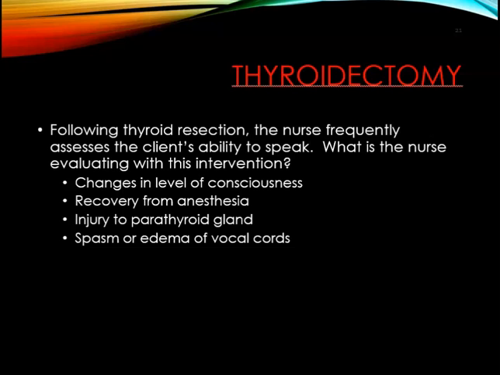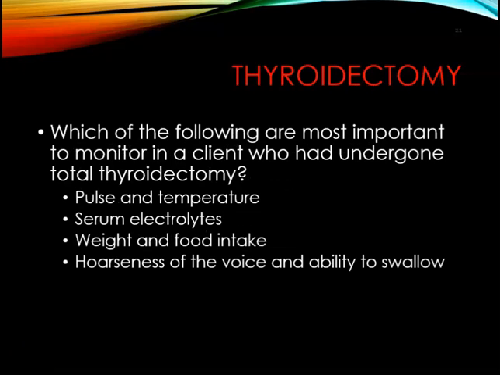Following a thyroid resection, the nurse frequently assesses the client's ability to speak. What is the nurse evaluating with this intervention? So you're looking for a spasm or edema of the vocal cords. That tests for laryngeal nerve damage. The location of the nerve increases risk of permanent damage during surgery. Hoarseness may be due to edema or ET tubes, and this will subside.